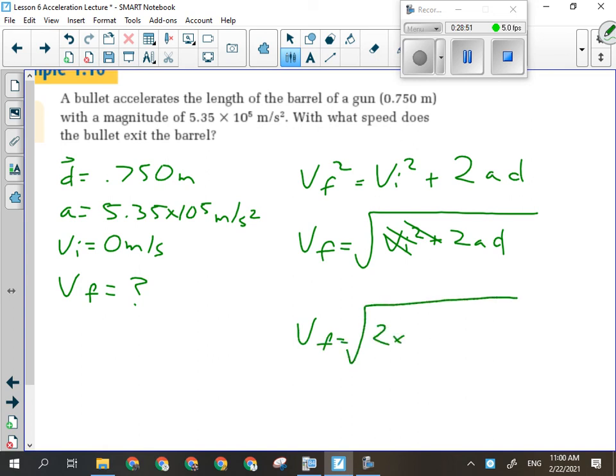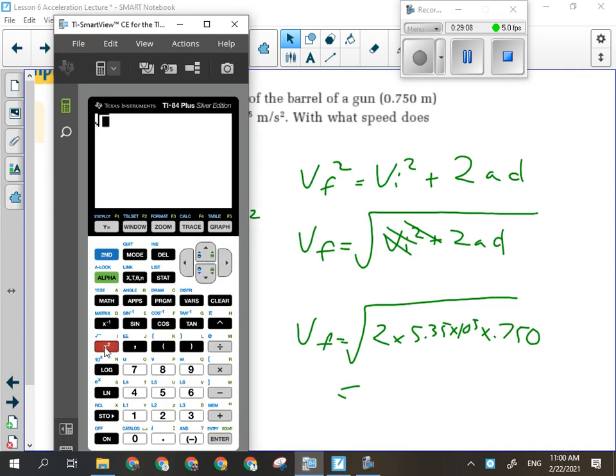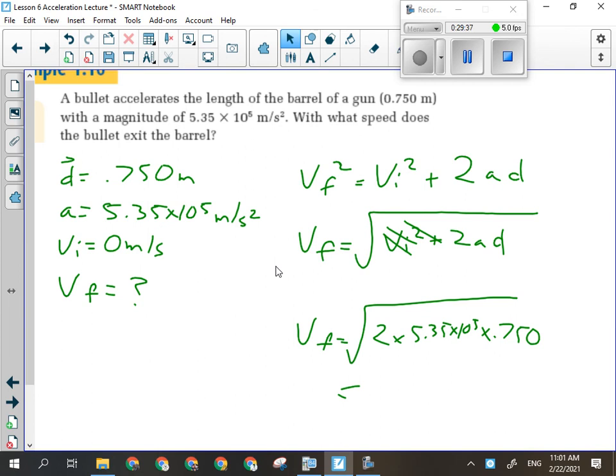All right, so I've got 2 times the 5.35 times 10 to the 5 meters per second squared for the acceleration, times 0.750. So this bullet is going to leave the barrel of this gun moving at 895 meters per second. Is that fast? Yes. In fact, it is nearly 3 times the speed of sound.